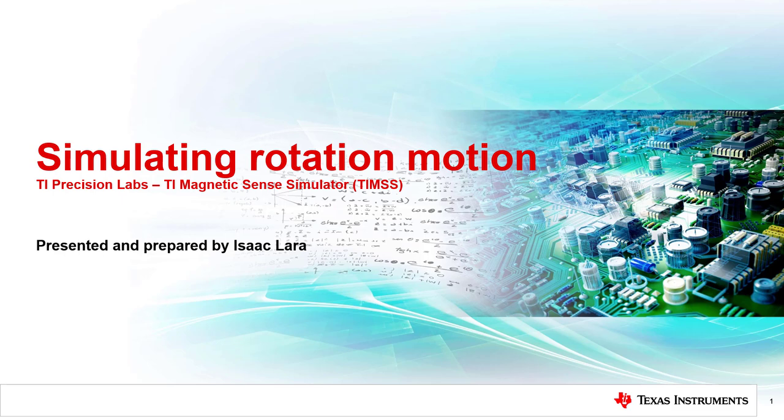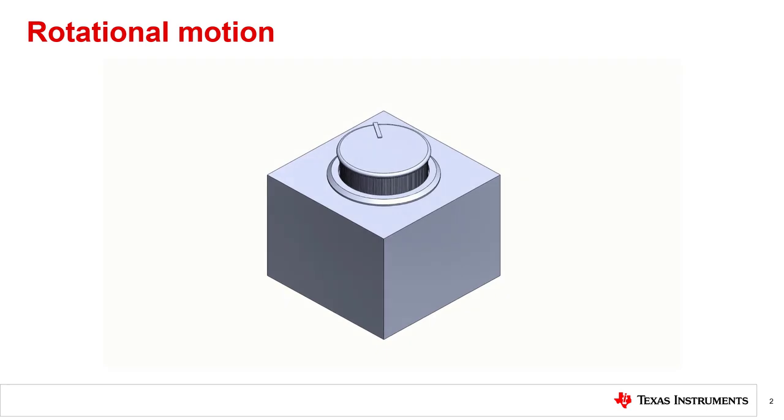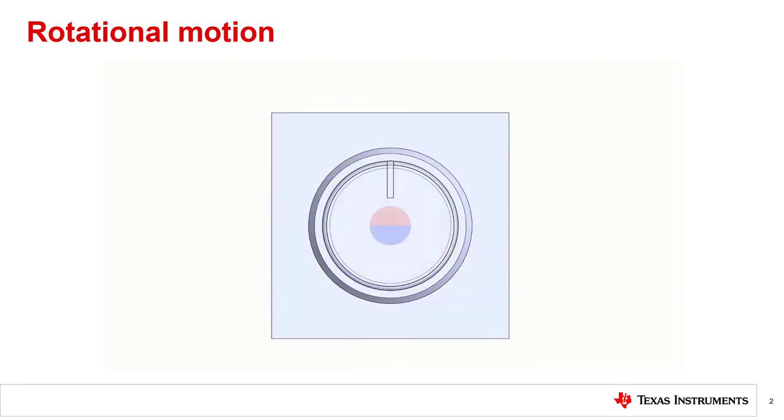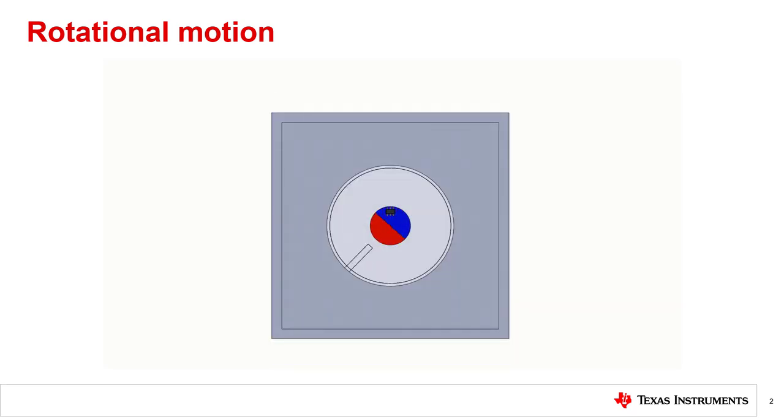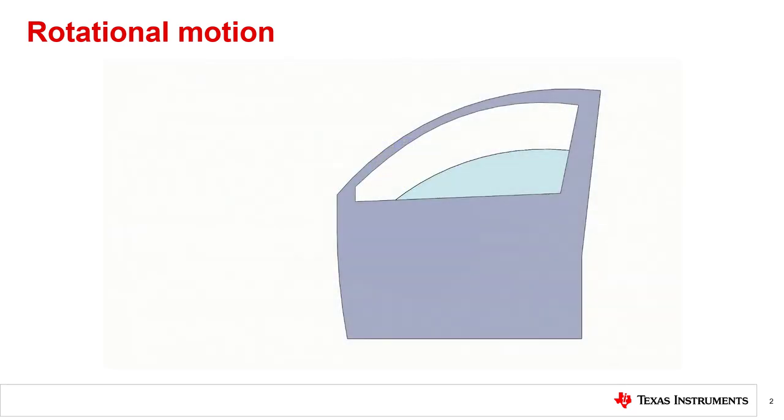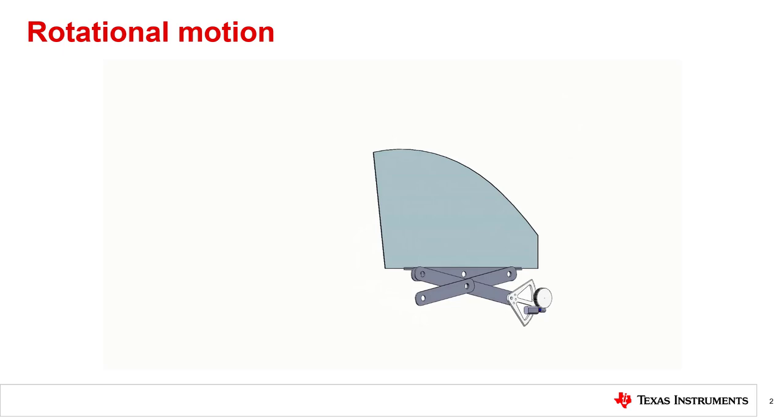In this video, I will discuss how to use the TI Magnetic Sense Simulator, TIMS, to simulate rotational motion with magnets and the TI Magnetic Sensing portfolio. Rotational motion is commonly used to detect the angular position of an object. It is widely used in motor-based applications where a magnet can be mounted to a motor shaft to track absolute or incremental position of a magnet.